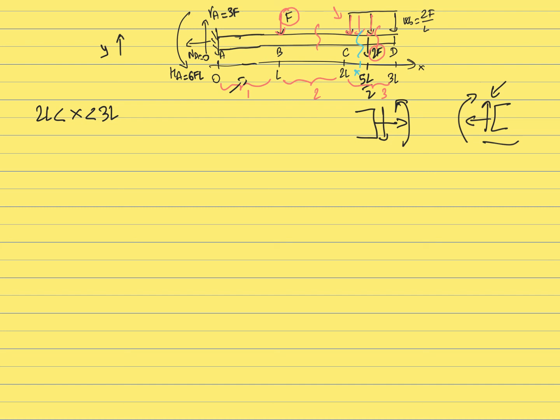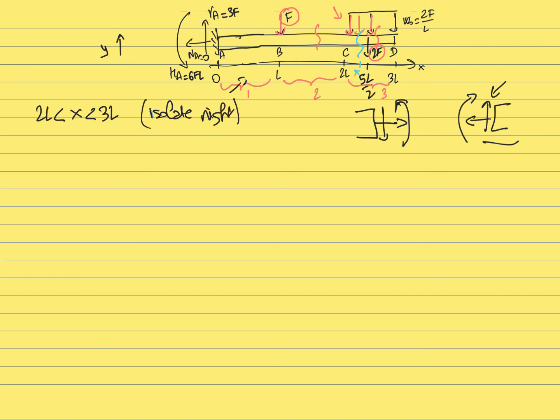Okay, so in this case, again, we need to decide whether we isolate the left or the right. In this case, it's going to be easier to isolate the right part of the beam because there is a lower number of forces that are applied on the right than on the left. So we are going to now isolate this time the right.